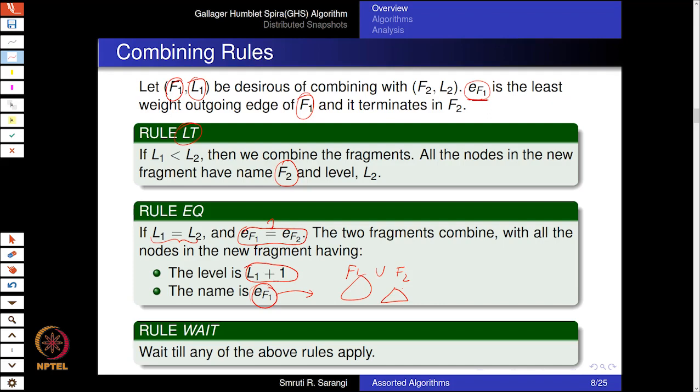So this is basically telling us that small fragments will always go and merge with bigger ones, but equal size fragments will have a key condition, which is that their least weight outgoing edges need to be the same. Only then they will actually merge. So they will increment their level and the new name will be equal to the edge that connects them, the least weight outgoing edge.